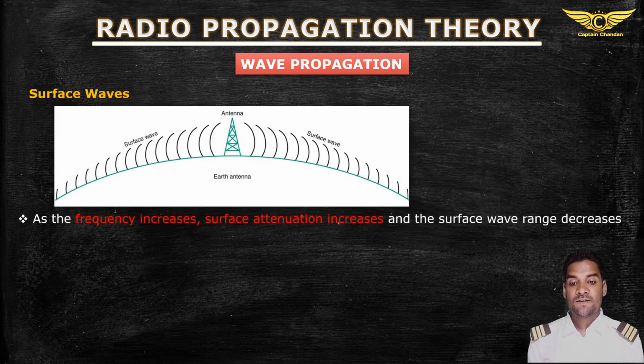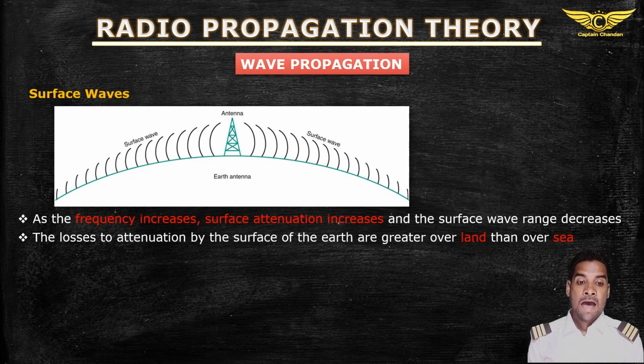As the frequency increases, surface attenuation increases, as we discussed already, and the surface wave range decreases. So if frequency increases, attenuation increases, and the result is that the radio wave cannot travel as far, because due to attenuation it loses power. The losses due to attenuation by the surface of Earth are greater over land than sea. So for surface wave, land range is lesser than sea range.